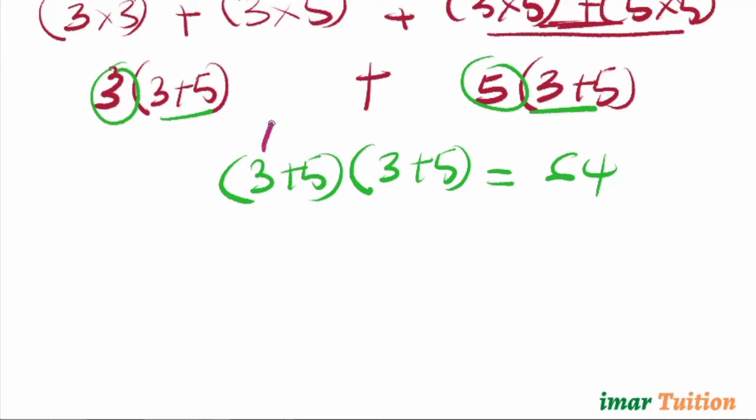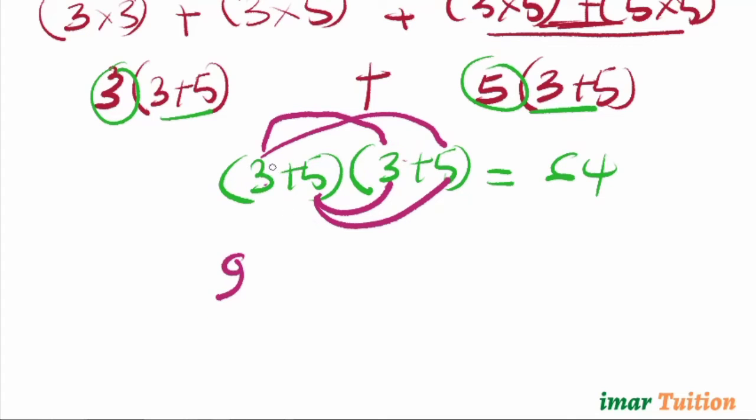If you have to expand this, here will multiply this. It will also multiply the next one. This will multiply this. It will also multiply the next one. If this multiplies this, it gives you 9. Then if you multiply the next one plus, it gives you 15. If this multiplies this, it gives you 15. If this multiplies this, it gives you 25.